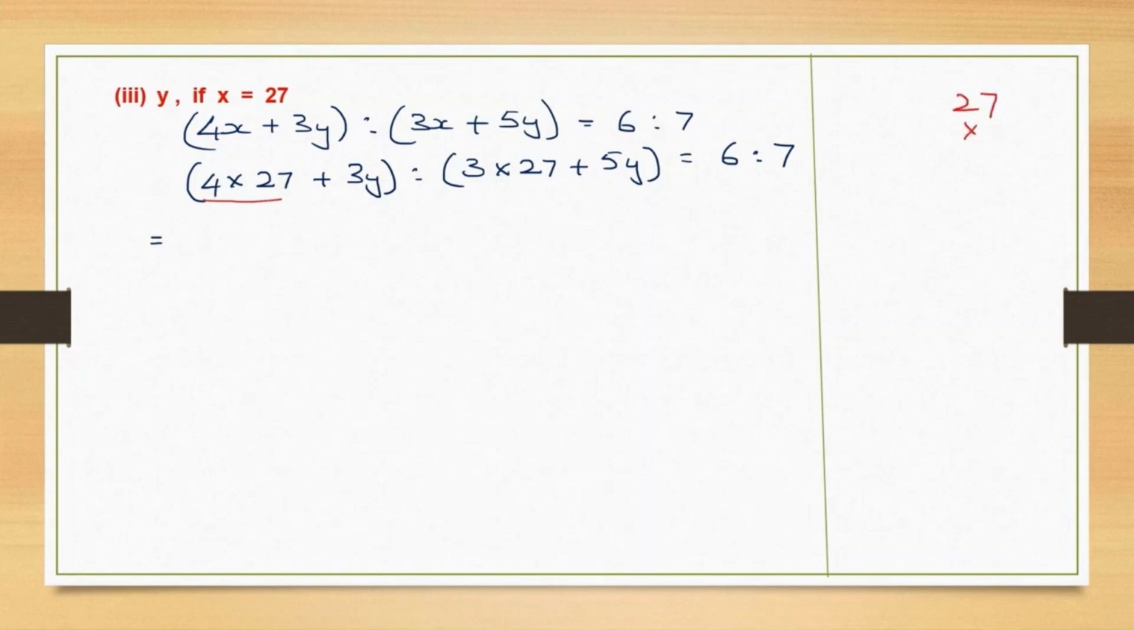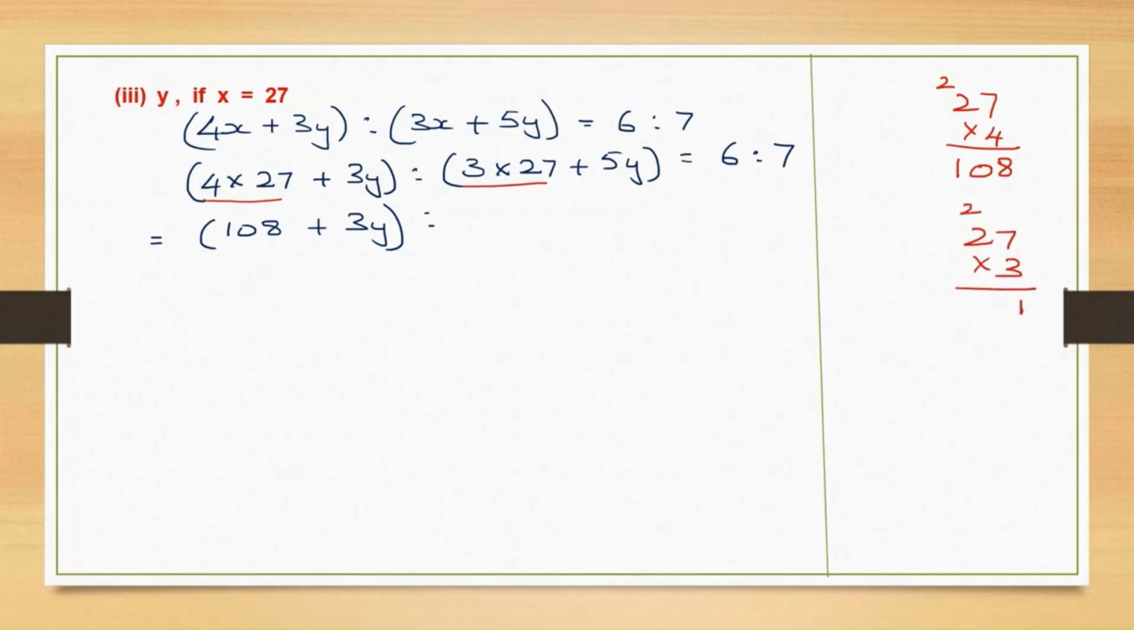So 27 into 4. 4 7s are 28, carry 2. 4 2s are 8, 9, 10. So we've got 108 plus 3y. Now here we have to multiply 3 into 27. So 27 into 3. 3 7s are 21, carry 2. 3 2s are 6, 7, 8. So we've got 81. 81 plus 5y.